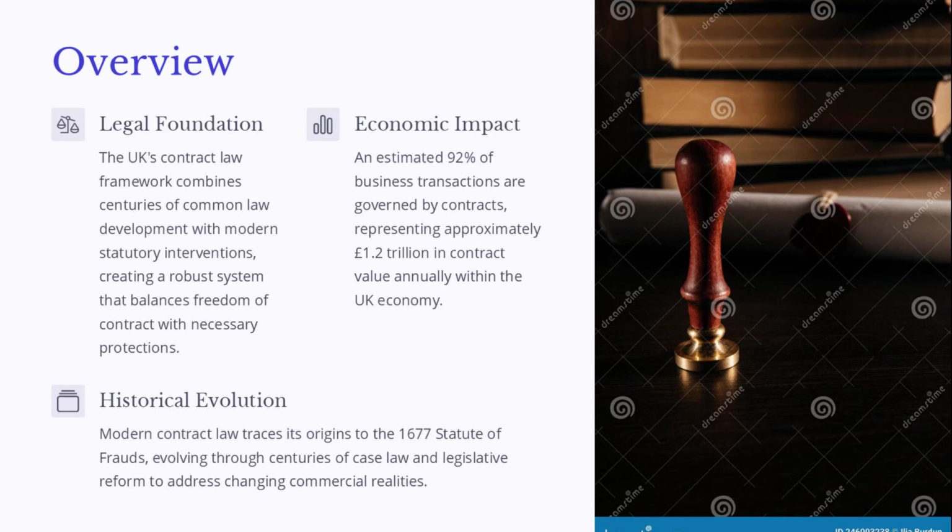The UK's contract law framework combines centuries of common law development with modern statutory interventions, creating a robust system that balances freedom of contract with necessary protections. An estimated 92% of business transactions are governed by contracts, representing approximately £1.2 trillion in contract value annually within the UK economy. Modern contract law traces its origins to the 1677 Statute of Frauds, evolving through centuries of case law and legislative reform to address changing commercial realities.